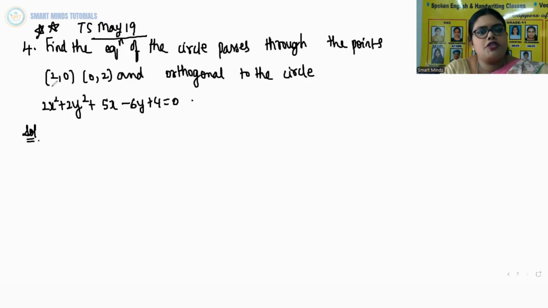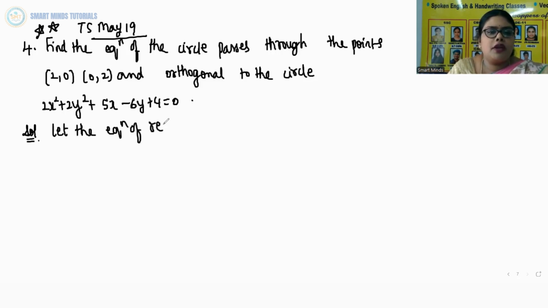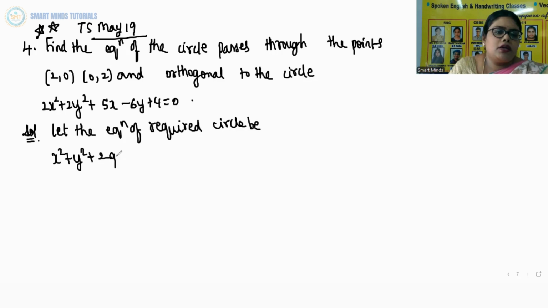So, find the equation of the circle passing through the points (2, 0), (0, 2) and orthogonal to the given circle. As usual, we will always take the general equation first. So let the equation of the required circle be x square plus y square plus 2gx plus 2fy plus c is equal to 0. This is equation number 1.